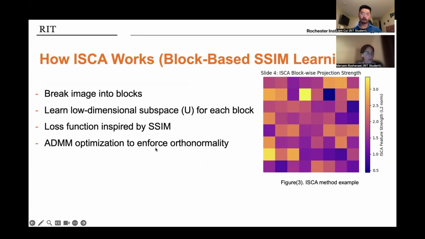What you're seeing is a heat map where brighter squares mean that block has a strong structure and darker squares mean it's more plain. This tells us which parts of the image carry more visual information. And ISCA does this block by block to focus on the image's structure, which is important for us.